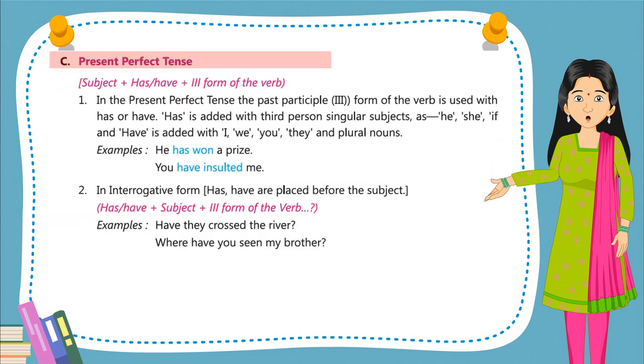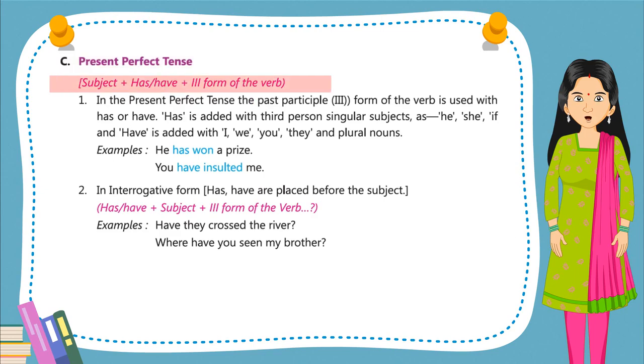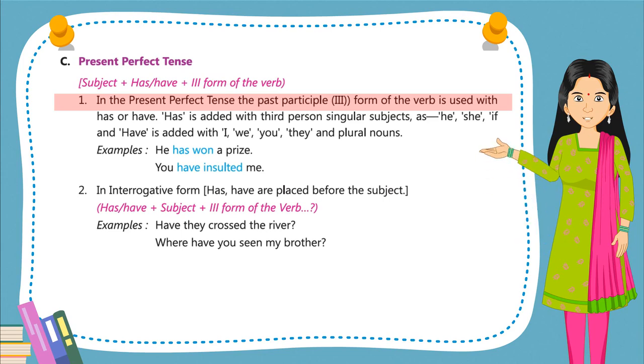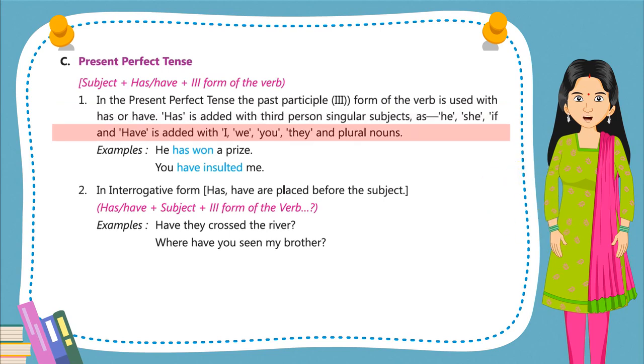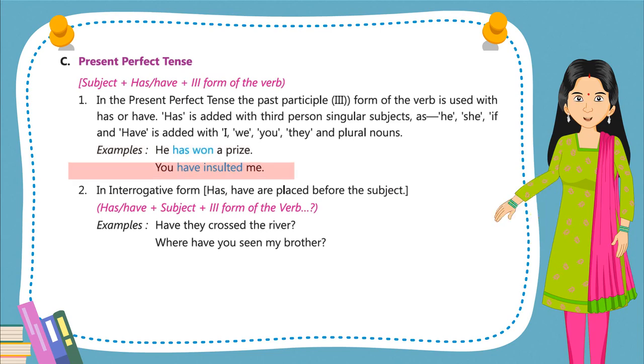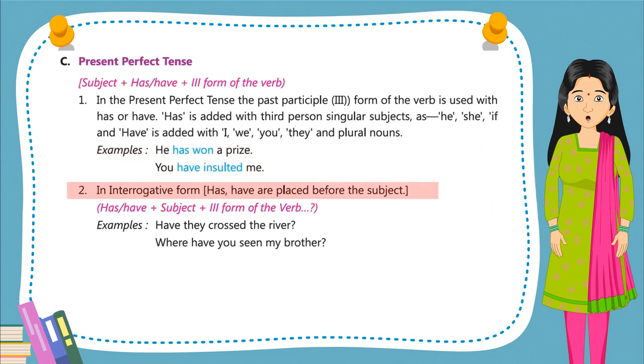C. Present perfect tense. Subject plus has, have plus 3rd form of the verb. 1. In the present perfect tense, the past participle, 3rd form of the verb, is used with has or have. Has is added with third person singular subjects as he, she, it, and have is added with I, we, you, they and plural nouns. Examples: he has won a prize. You have insulted me.